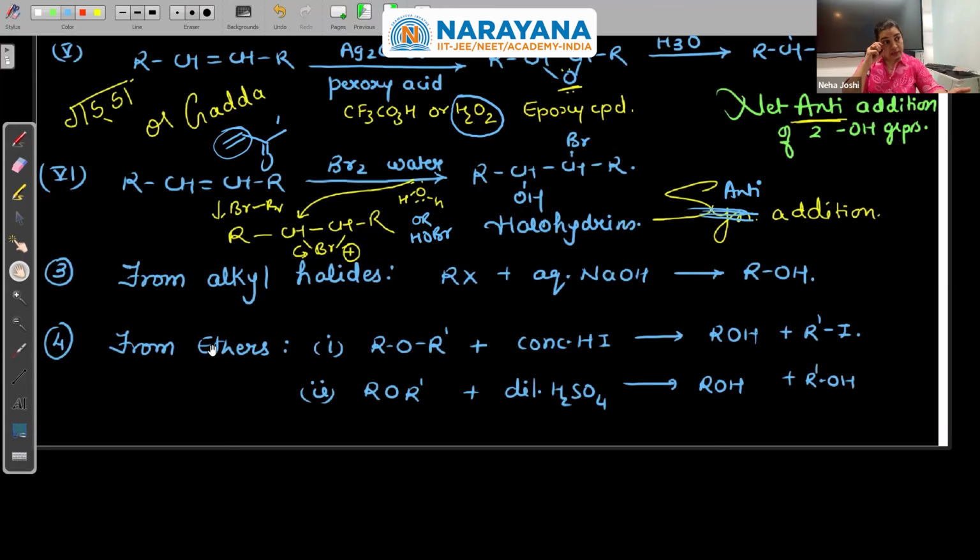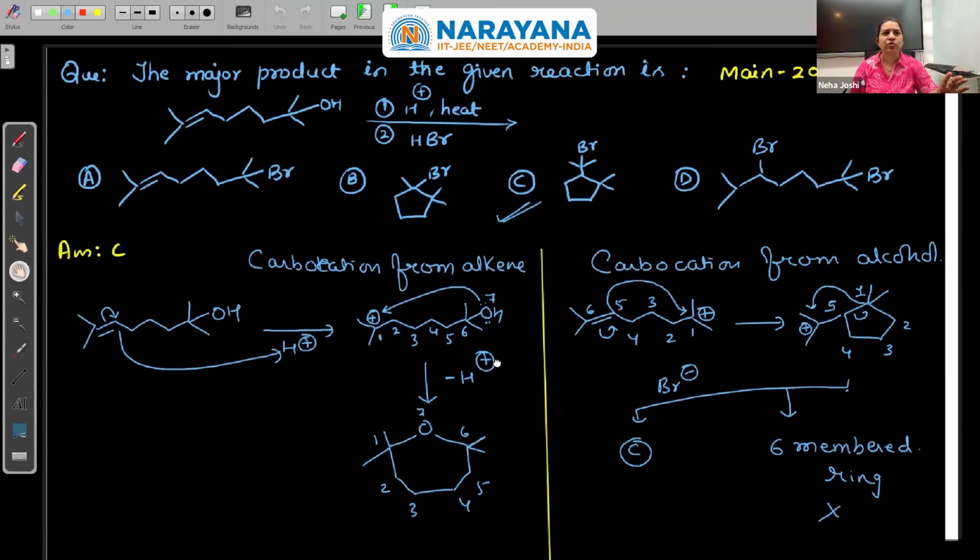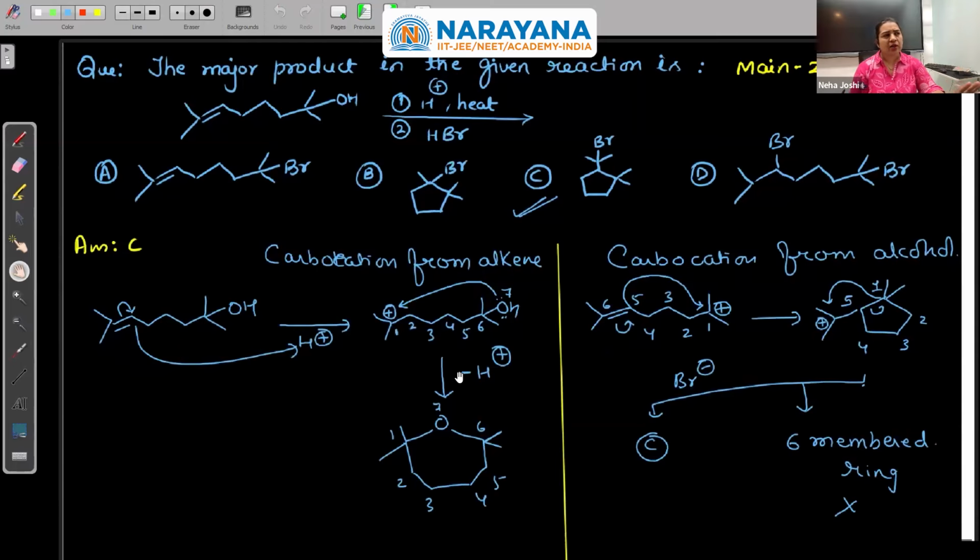From ethers, we'll do it in much more detail just after alcohol, in ethers. So we get, with concentrated HI, alcohol and R-I. And with dilute H2SO4 also we can get alcohol and alcohol. But that I want to take in much more detail, so not saying much here. Is that clear?